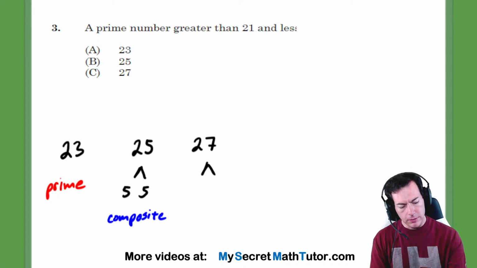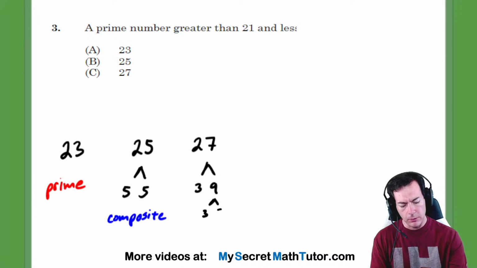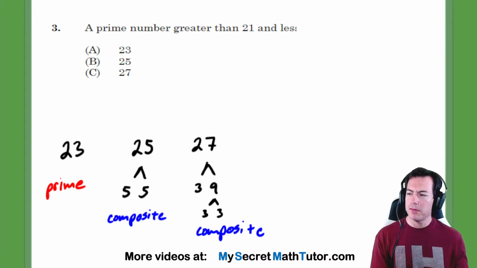And then our last number here, that also is another composite number. This one happens to be 3 times 9, and you can break down the 9 even further. So that'd be what, 3 times 3? So also composite.